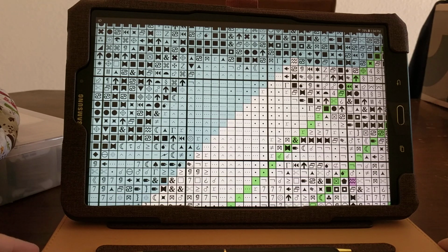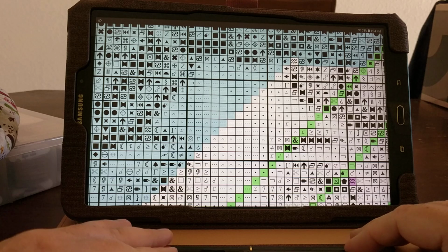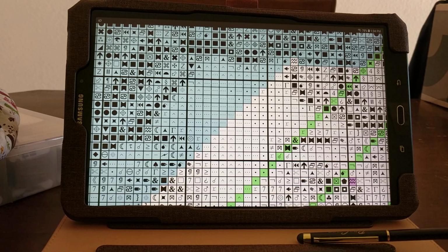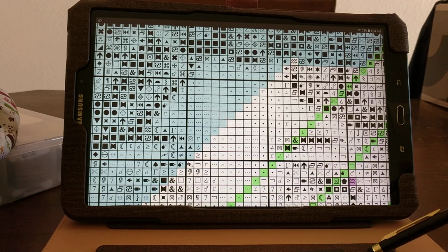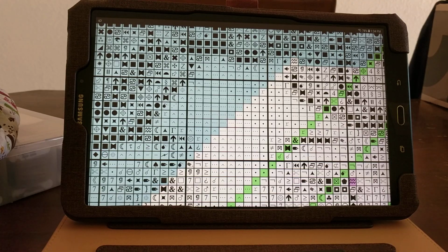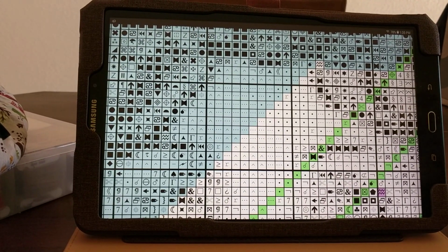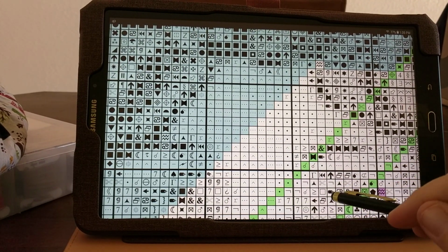You start by marking your chart or your software in these diagonal rows. You highlight the diagonal.